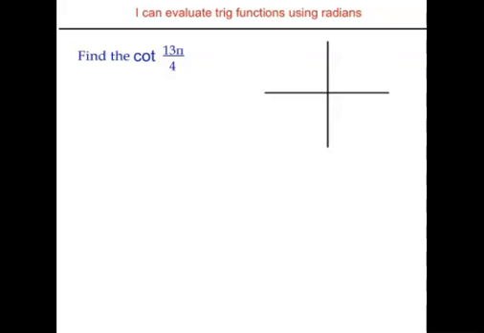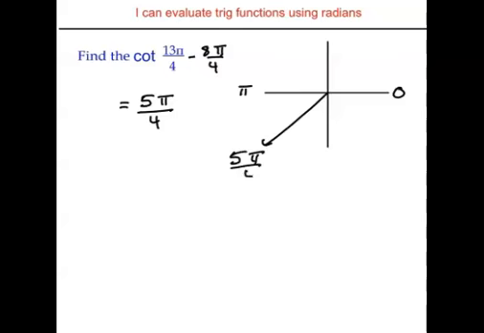13 pi over 4. So first of all, 13 pi over 4 is not between 0 and 2 pi. So I'm going to subtract 8 pi over 4. 13 minus 8 is 5. And so this is 0, this is pi, and this is 5 pi over 4. It's not a very nice 5 pi though. 5 pi over 4. Okay?